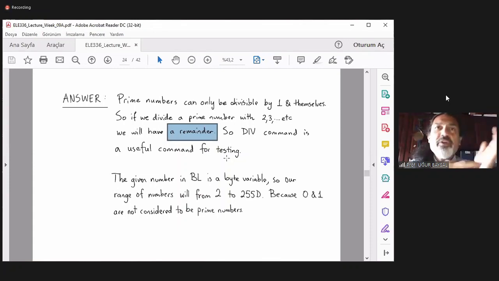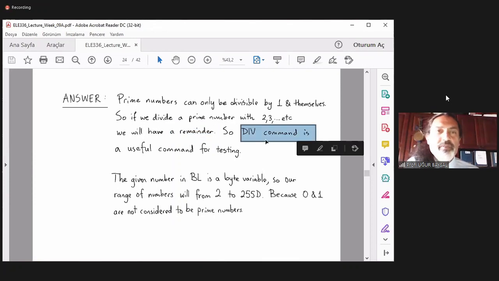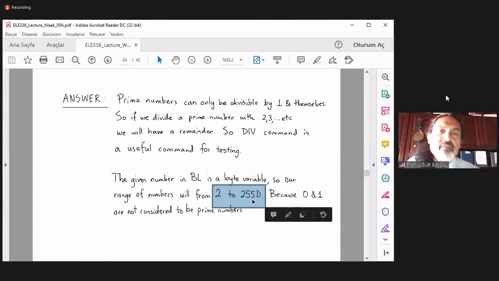Of course, there are more efficient ways to do this, but in the simplistic sense, we have to perform some divisions and check the remainder. That's it. So the div command is a very useful command for testing. Also, we can use I there. The given number in BL is a byte variable, so our range of numbers will be from 2 to actually 254 decimal.